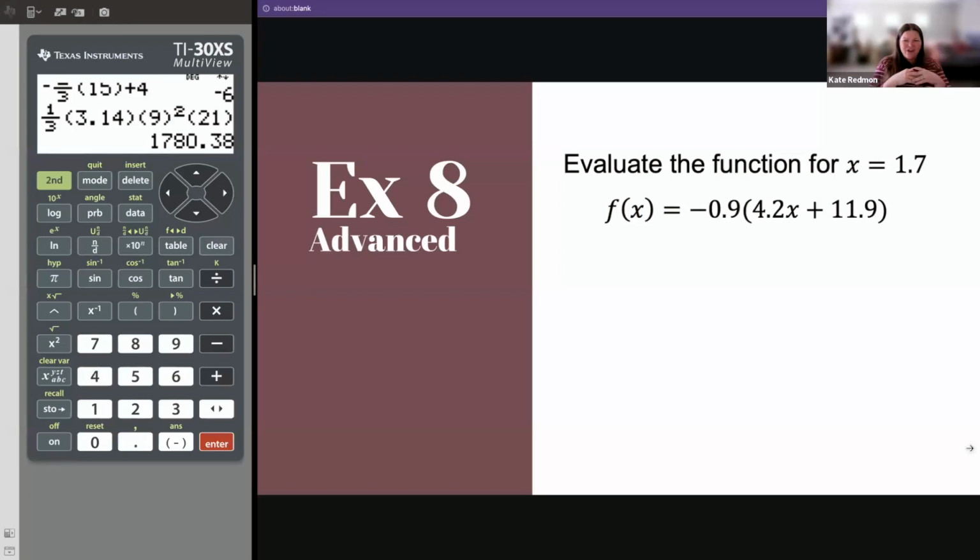And then there's this thing they're calling a function. You read that as f of x. I know that looks like f times x, but we read that as f of x. And it just literally means a function, an equation with x in it. So f of x is equal to negative 0.9 times the quantity, times all of this group, 4.2x plus 11.9.